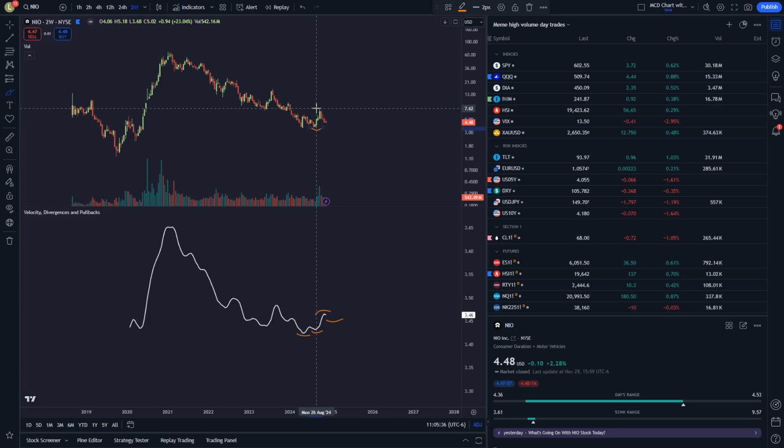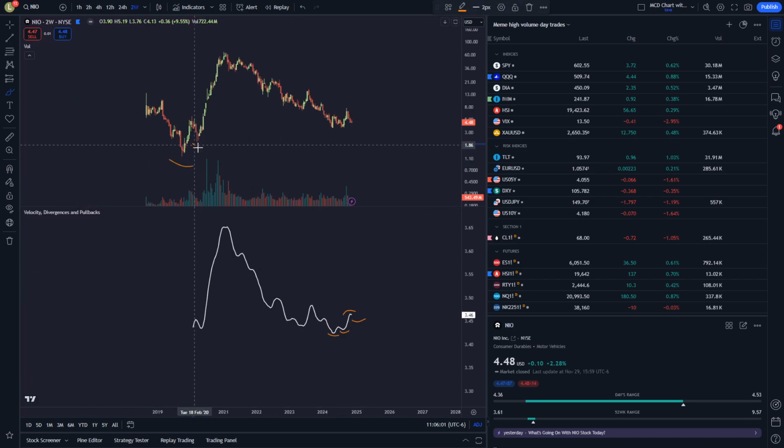Higher lows, higher highs on that 2-week time frame. And the implication of it actually making a higher low is that it's going to make a long-term uptrend. It'll be the time for NIO investors to get back into the all-time highs and see that next leg higher.